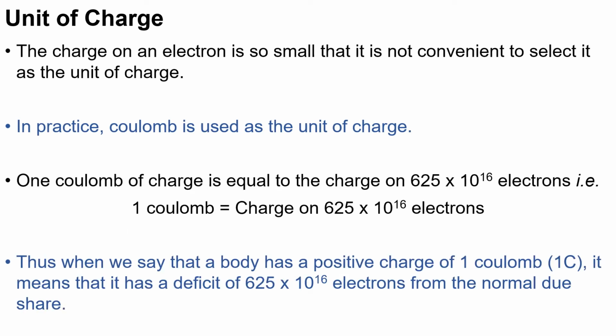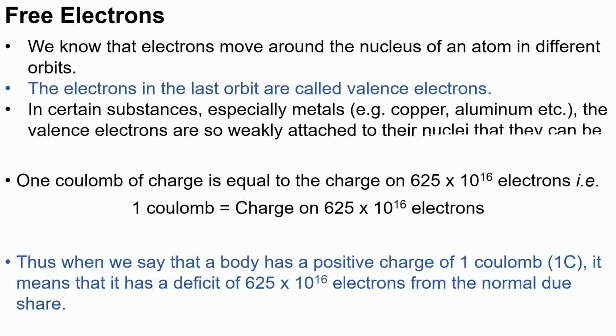The charge on an electron is so small that it is not convenient to select it as the unit of charge. In practice, coulomb is used as the unit of charge. 1 coulomb of charge is equal to the charge on 625 into 10 raised to 16 electrons. Thus when we say that a body has a positive charge of 1 coulomb, it means that it has a deficit of 625 into 10 raised to 16 electrons from the normal due share.